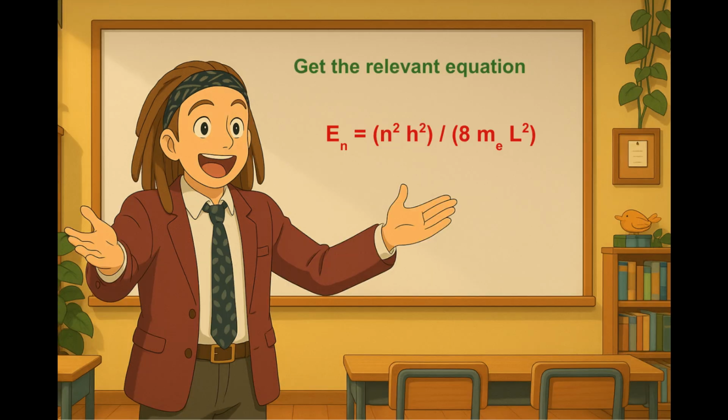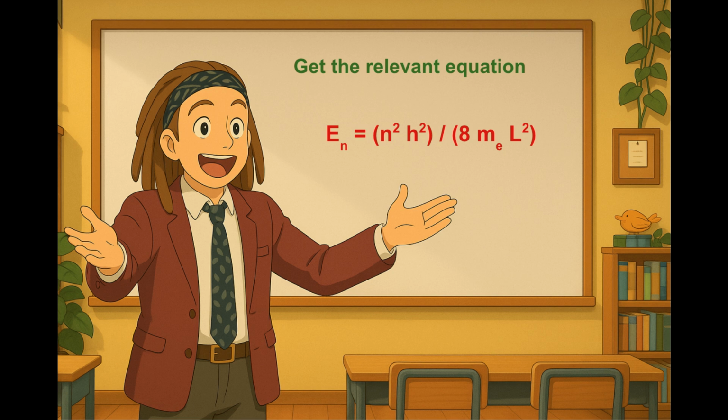Step 3. Relevant equations and principles. The particle in a box assumes the electron behaves like a wave, and its energy is quantized, meaning it can only exist at specific discrete energy levels. The equation for these allowed energy levels is derived from solving the Schrödinger equation for this specific potential. En equals n squared h squared over 8 me L squared.